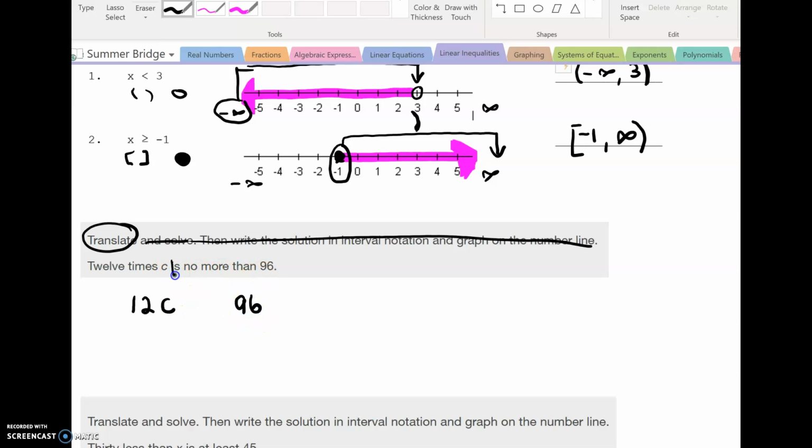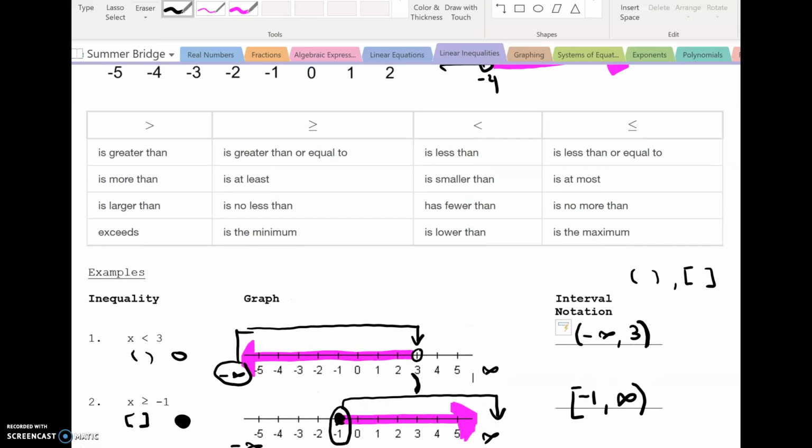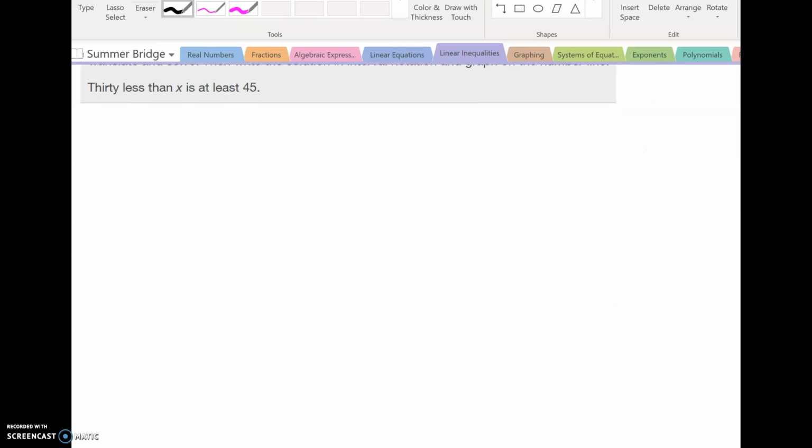So we need to kind of figure out what no more than is. So if we take a look, we have more than, okay, at most is no more than. So this is the symbol that we are using, okay? So we need to figure out what it is that we are looking for. And if you think about it, it makes sense. 96 is the most it could be, all right? 12 times C has to be smaller than 96. And so that's how we would translate that.